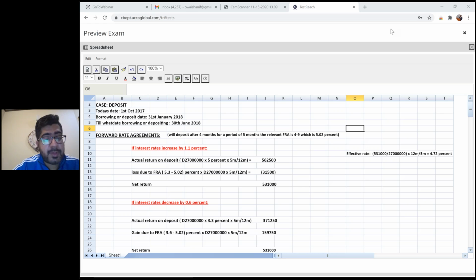But in the second case, rates decreased by 0.6, so it became 3.6. When it became 3.6, you locked at 5.02. It's a gain, and gain increases return, therefore add it. If it's 1st January, you are depositing on 31st January, so it's exactly 1 month, 30 days. Since it's 1st October, you are investing on 31st January, so it makes 4 months.